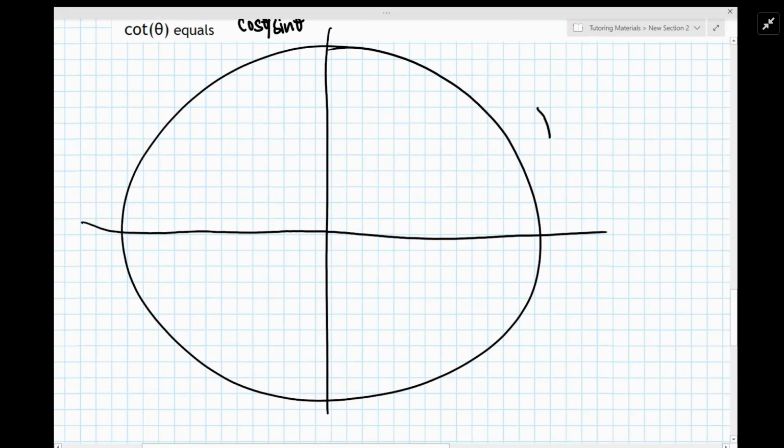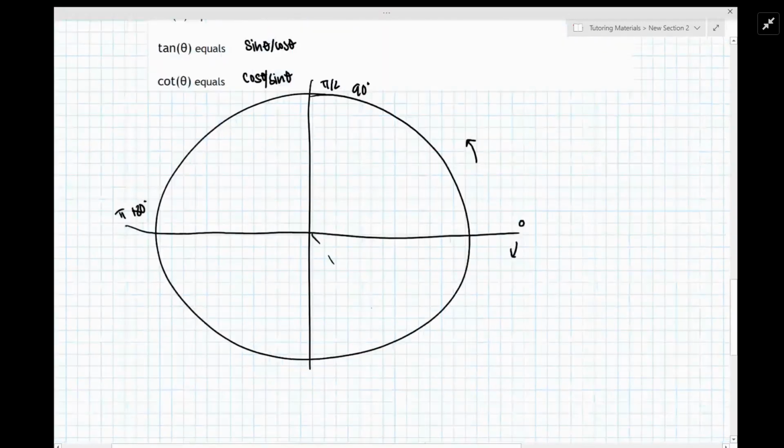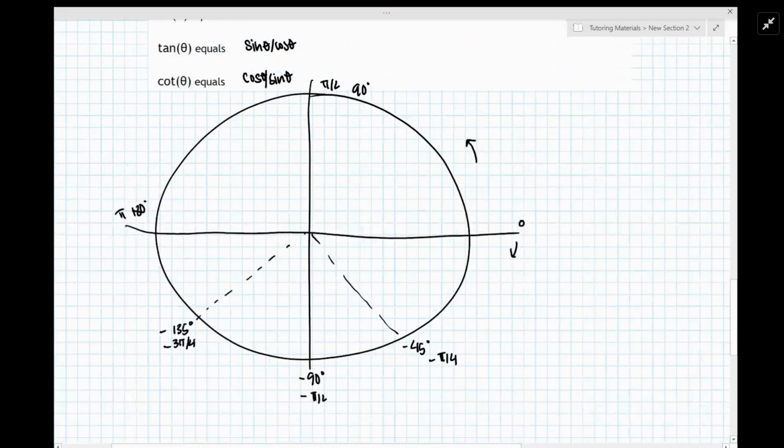So normally, we go counterclockwise, right? This would be 0, pi halves, or 90 degrees, pi, or 180 degrees, and so on and so forth. But we're going to have to go clockwise in order to go negative. So this is going to be negative 45 degrees, negative 90 degrees. This is negative pi fourths. This is negative pi halves. And this here is going to be negative 135 degrees, or negative 3 pi over 4. Oh my gosh, look at that. That's the angle that we need.